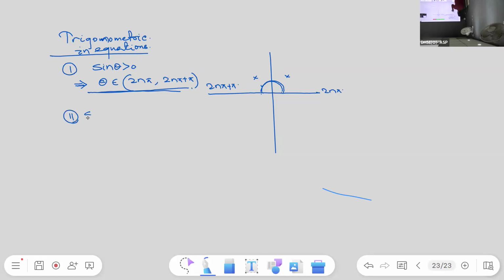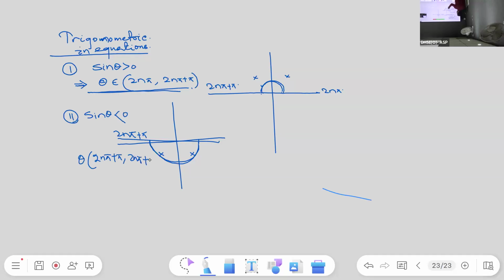Sin theta less than 0 means theta will be in the third quadrant or the fourth quadrant. You can write this is your 2n pi region. If you want to cover the third quadrant and fourth quadrant, you have to cover an angle of 180 degrees more. This is the 2n pi plus pi region. Then it will be 2n pi plus 2 pi. We can write the solution theta belongs to 2n pi plus pi to 2n pi plus 2 pi.